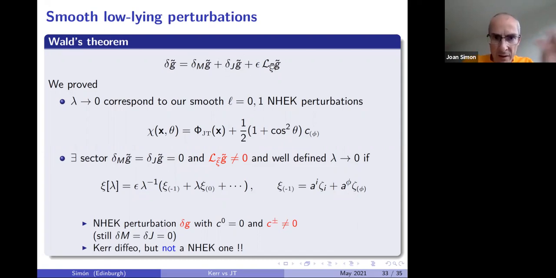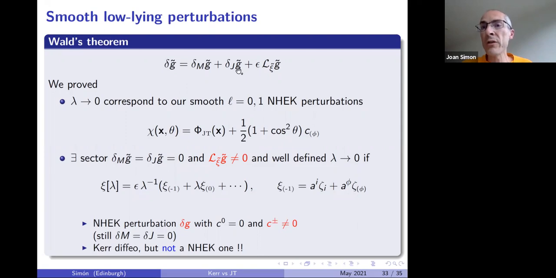I'm trying to highlight in my formula what each piece stands for. This is a mass perturbation in Kerr. This is an angular momentum in Kerr. And then you may have an arbitrary small diffeomorphism. So this is a diffeomorphism, but it has to be smooth. Now, what we showed in our paper is that in the lambda going to zero limit, which is this near horizon limit, our smooth perturbations in NHEK do glue to variations in the mass and the variations in the angular momentum.